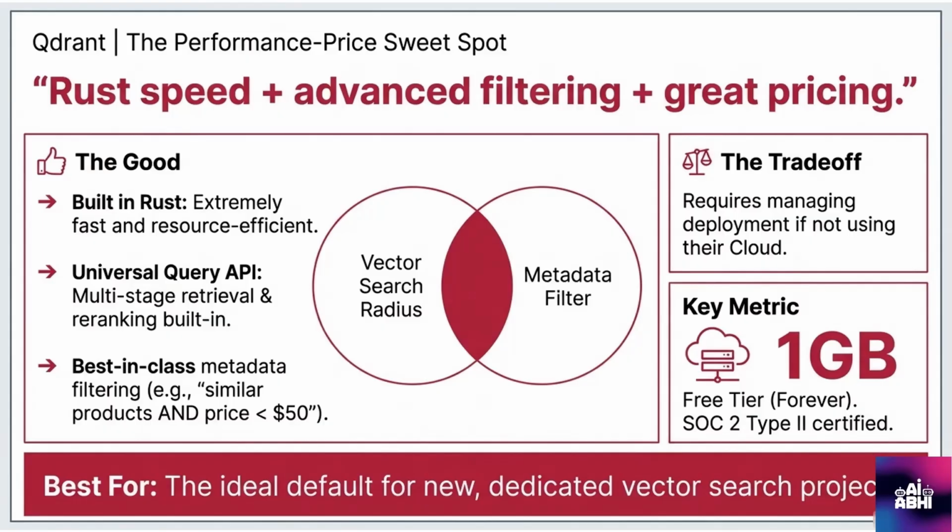The Qdrant cloud has a generous free tier of 1 GB, free forever. The managed service is SOC2 Type 2 certified. You can also self-host on Docker or Kubernetes. Pricing is resource-based, so you pay for the compute and the storage, not per query.